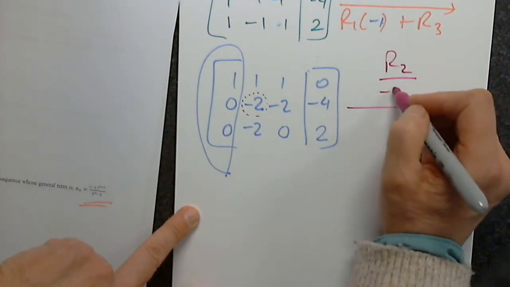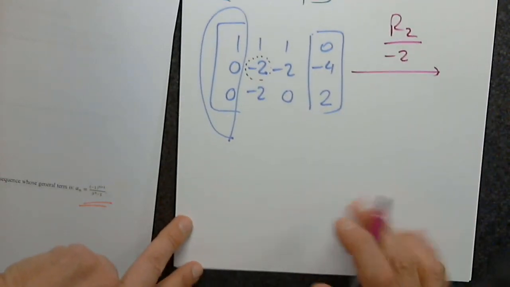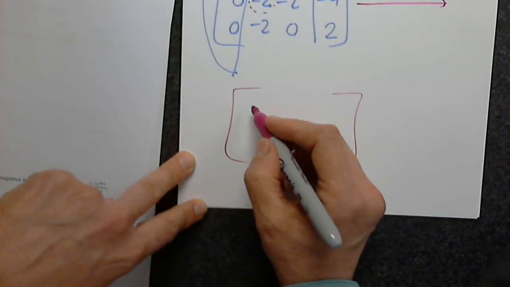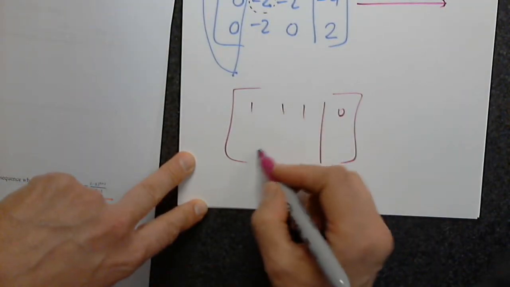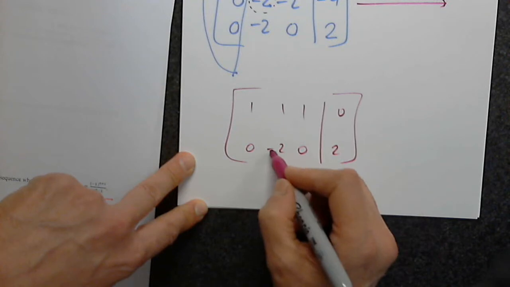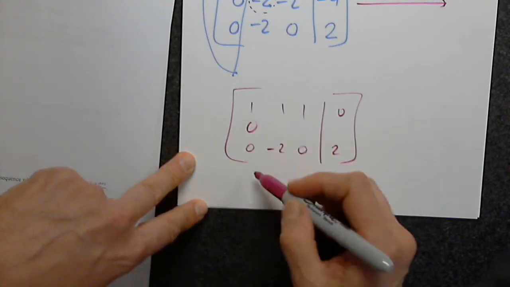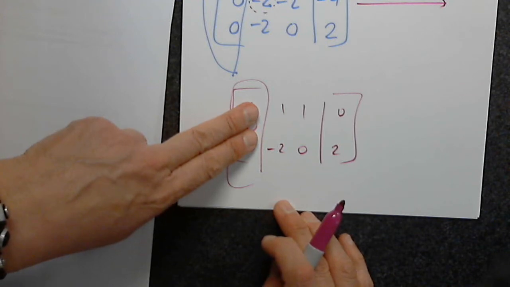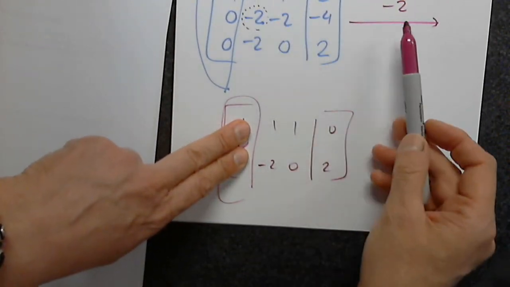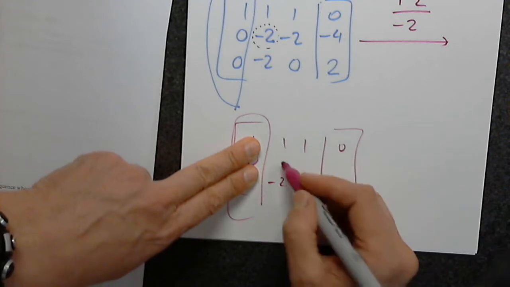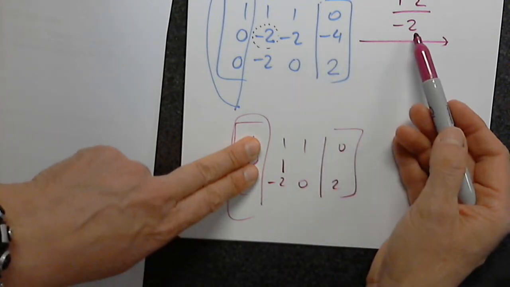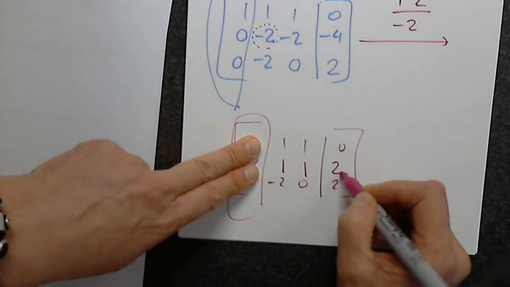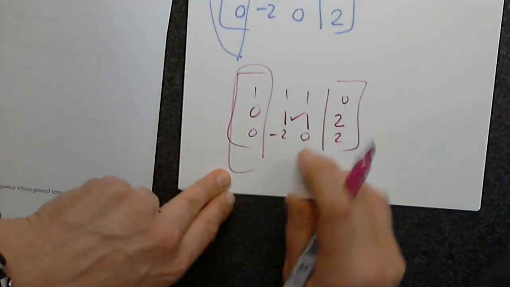Row 2 divided by -2. Awesome. So I copy everything now except row 2. So I have 1, 1, 1, and 0. 0, -2, 0, and 2. Of course, this is carved in stone now. So -2 divided by -2. -2 divided by -2. -4 divided by -2. Excellent. So now I'm happy.